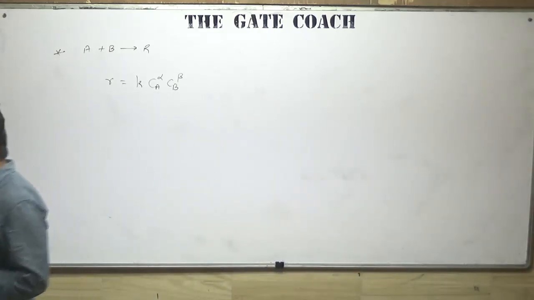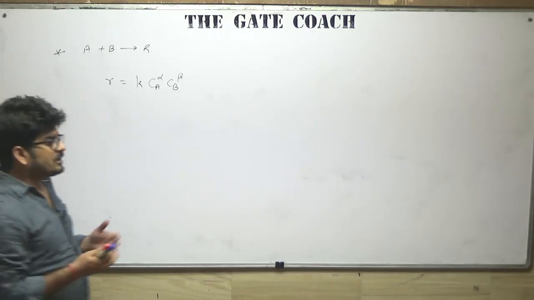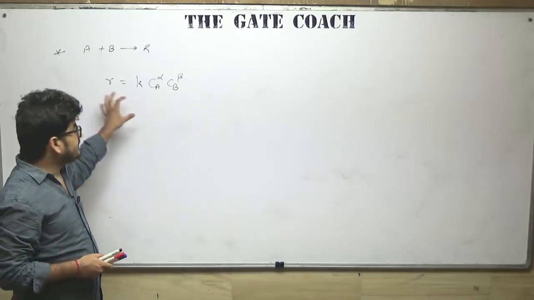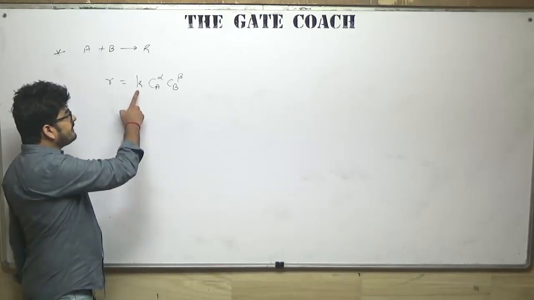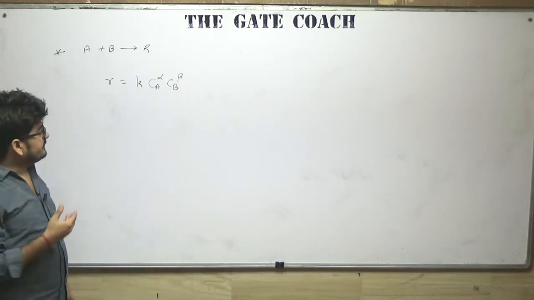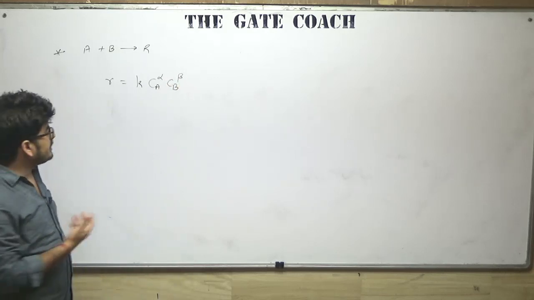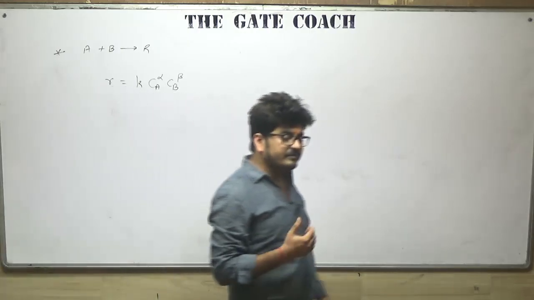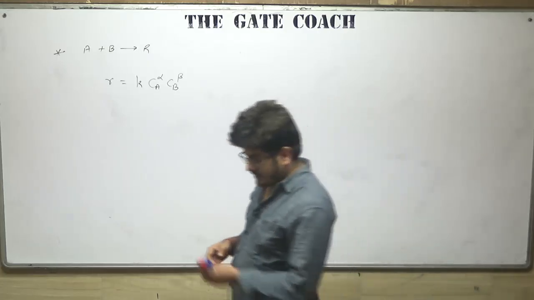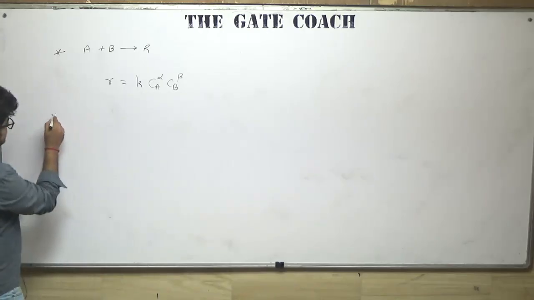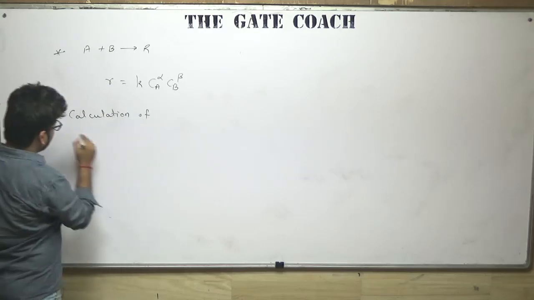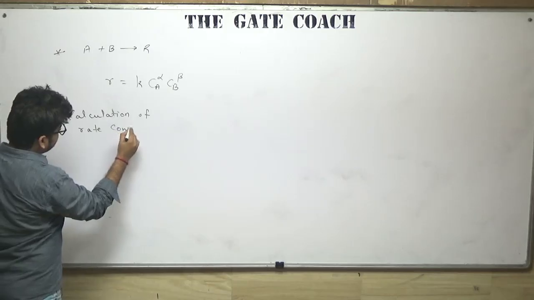So now, when I talk about the designing of a chemical reactor, obviously I will use the rate equation there, and in this rate equation I should know the value of K, that is the rate constant, and the values of alpha and beta. We will discuss the methods to calculate the order of reaction, but before that we will talk about the methods to calculate the rate constant K. So next, the calculation of rate constant.